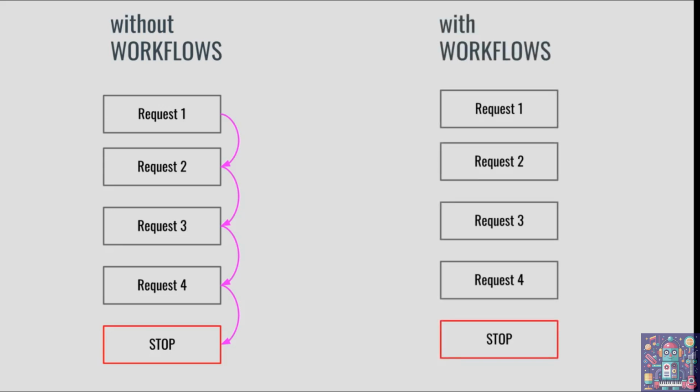So let's imagine that we still start with the first request, but after the first request we decide that we actually want to go to the third request for whatever reason. And then in the third request we'll decide, well, let's go to the second request. And in the second request we'll decide the fourth request is actually not relevant for this scenario, so we want to skip it altogether. And from the second request we'll just go to stop.